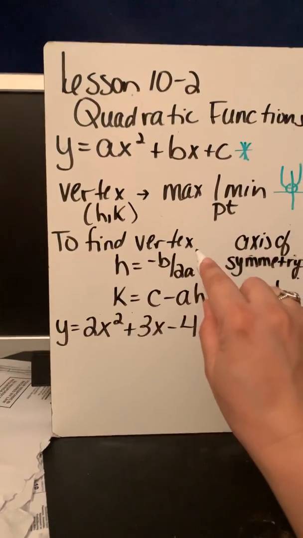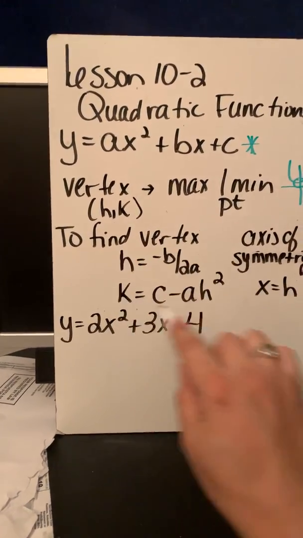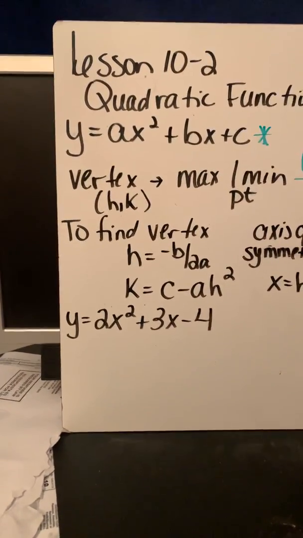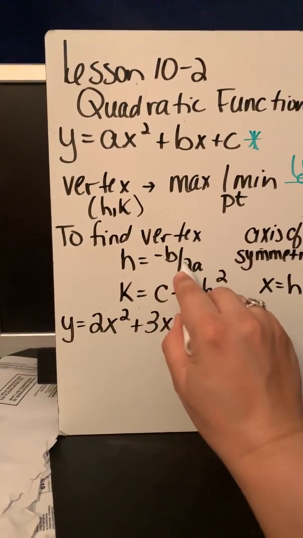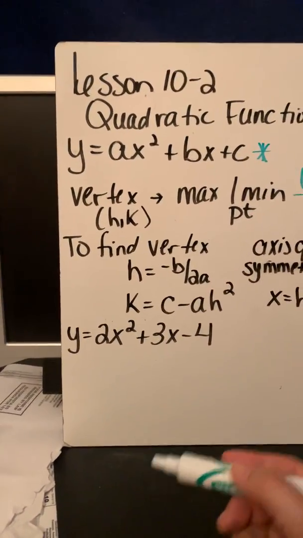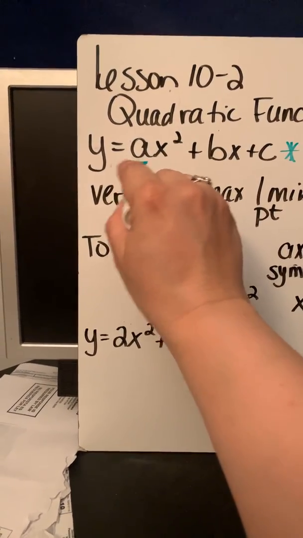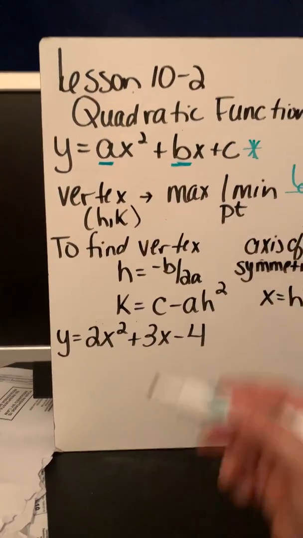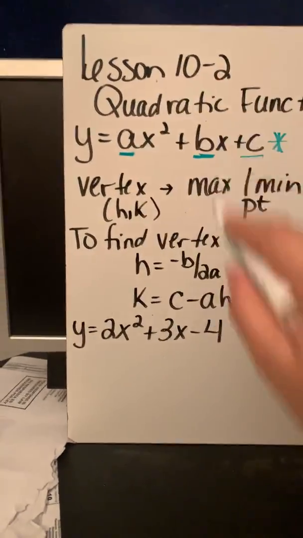So to find your vertex, an easy way is formulas. I have two formulas here, and everybody likes working with formulas because you just plug in and then simplify. h equals negative b over 2a. Where does the b and the a come from? Look up here at your standard formula. Your a is always in front of x squared, your b is always in front of x, and c is your constant. Those are the numbers that we use.